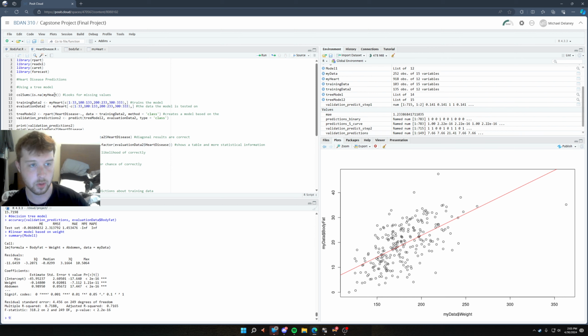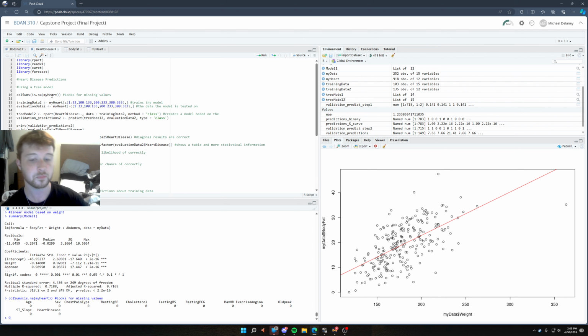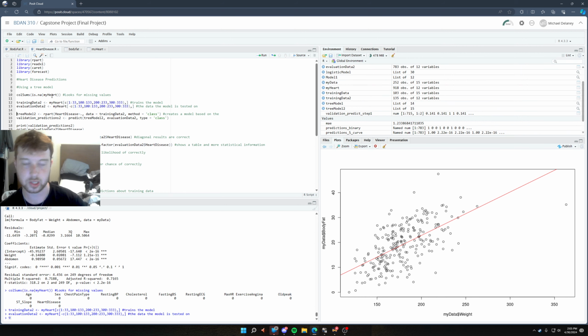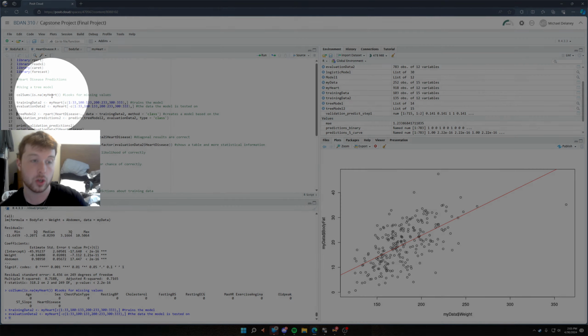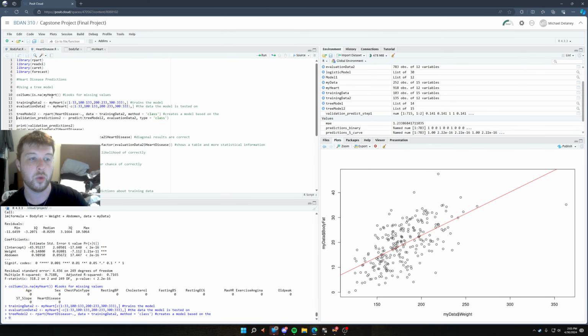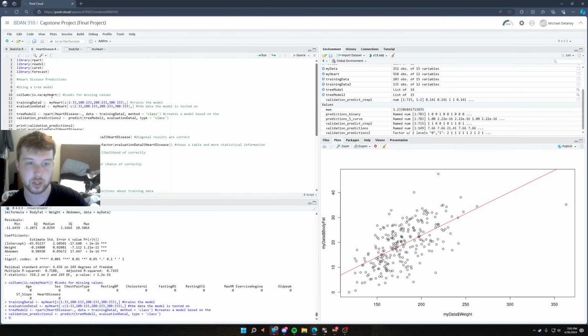Now, in the heart disease one, we are also using a tree model, but we're going to use a logistic regression for the second one. So again, checking if we're missing any data, we are not. So then, just like the other one, we're going to define training data and evaluation data. We're also going to create a tree model. And then we are also going to have validation predictions. This does use a class method and type instead of ANOVA and vector. And the reason for that is because we're dealing with a 1 or a 0. So that just helps that remain as a factor.